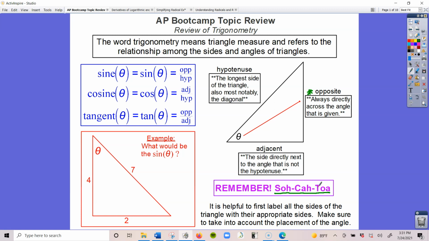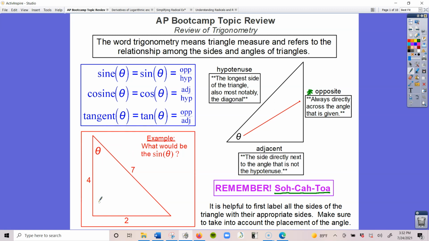Now here I put SOHCAHTOA, which helps us to remember what the ratios are for each of these trigonometric functions. SOH: S is for sine, O for opposite over hypotenuse. CAH: cosine, adjacent over hypotenuse. And TOA: T for tangent, opposite over adjacent. So this little acronym can help us remember what these trigonometric functions are.